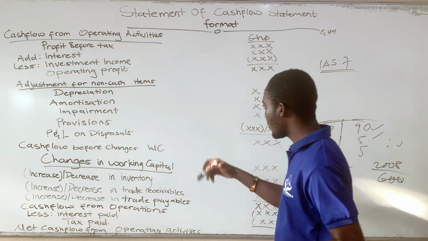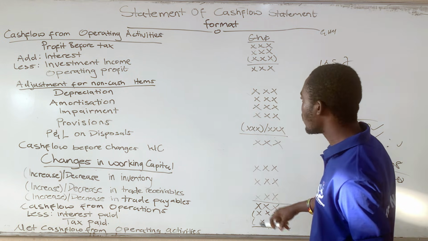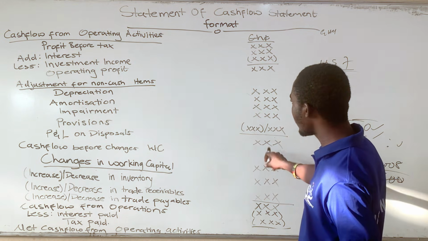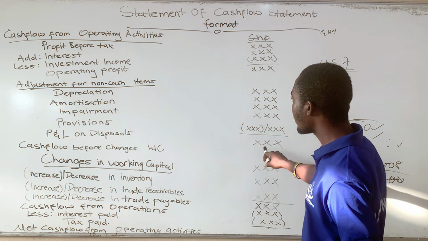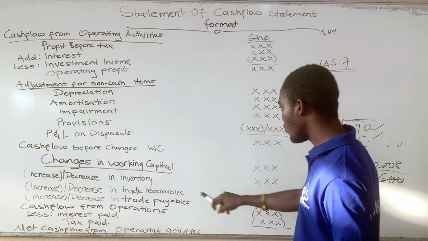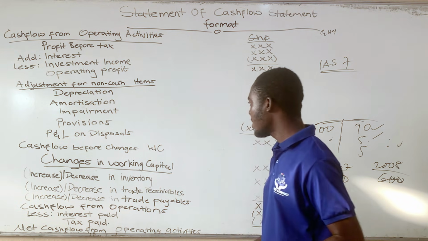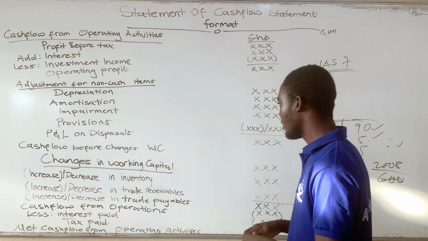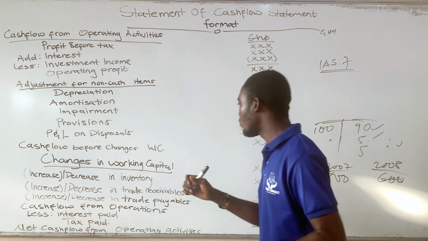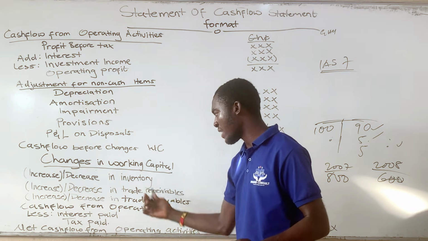So after accounting for changes in working capital, you add the figures to cash flow before changes in working capital. Then the figure that you get will be cash flow from operations. After getting your cash flow from operations, you less your interest paid, and then you less your tax liability or tax paid as well.